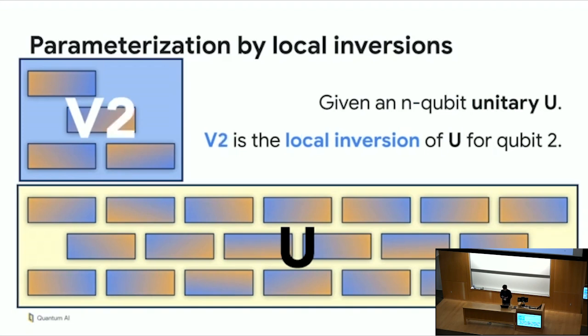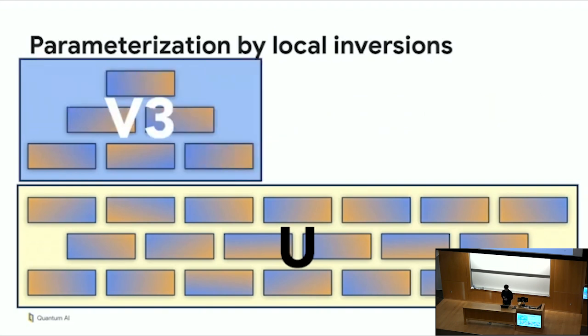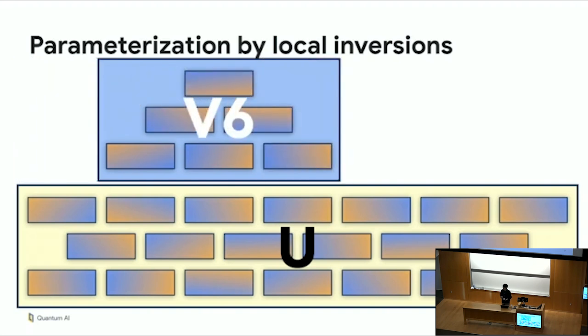We can similarly define local inversion for the second qubit, V2, and also, of course, for V3, V4, V5, and V6. The illustration showcases how, for different qubits, the local inversion changes its structure. Essentially, it has to open up a small ball around the corresponding qubit, like qubit 6, and then try to invert the entanglement that was created in U.